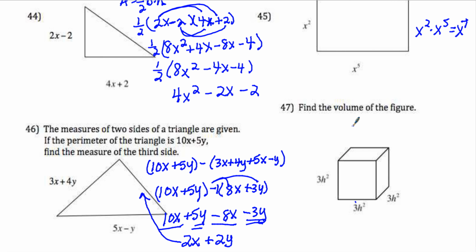Okay, the volume of a figure of a cube like this is each side cubed. So I could do this, 3h squared cubed. Well, this gets distributed to all the exponents. Remember, there's a 1 here. That's not 3 times 3. That's 3 to the third, which you'll get 27h to the sixth.